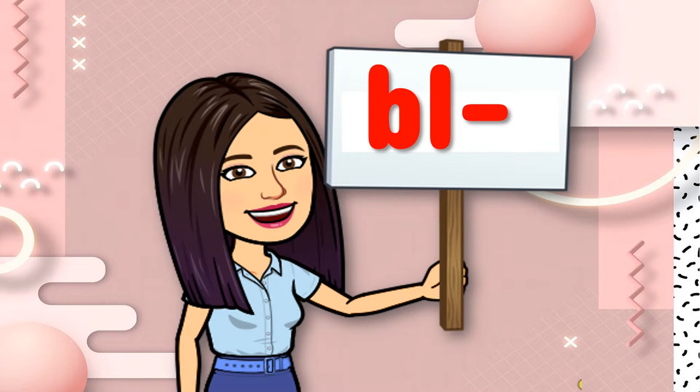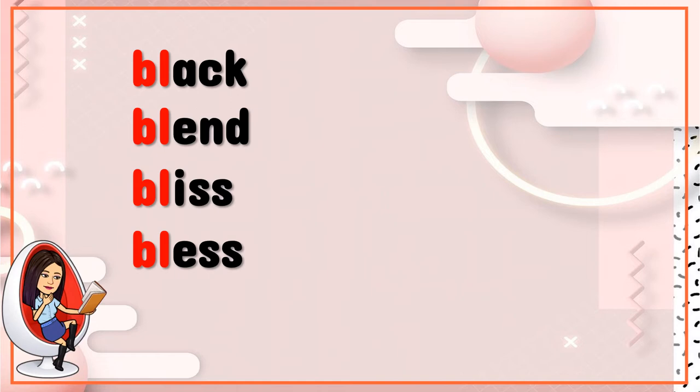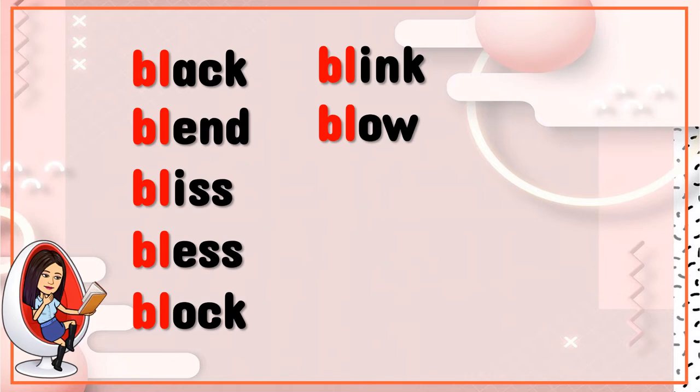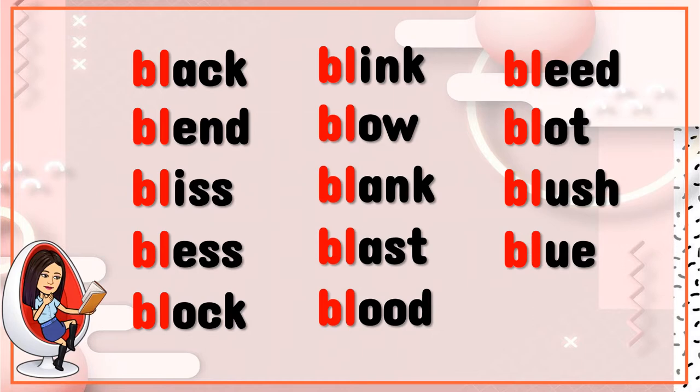The letter B makes the sound B. The letter L makes the sound L. The BL blend makes the sound BL. Here are a few words that begin with BL blends. Black, blend, bliss, bless, block, blink, blow, blank, blast, blood, bleed, black, blush, blue, blind.